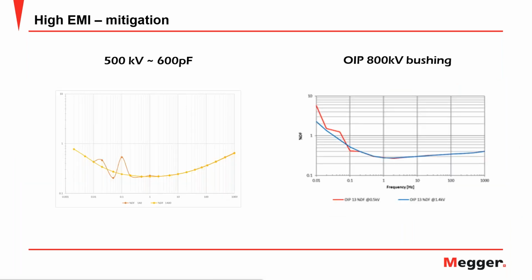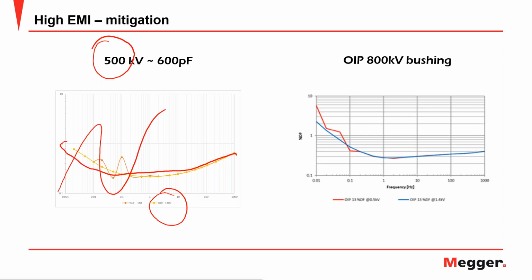Let's look at some examples here. These are examples of different testing. This was on a 500 kV, 600 picofarad bushing. You can see at 140 volt, you get this swing on the dielectric response. And you have to be careful because I've seen sometimes that people try to smooth that or try to make an analysis out of a non-typical curve, and that may bring you into misleading assessment. But when we tested this at 1400 volt, you have a perfect shape that could be easily analyzed.